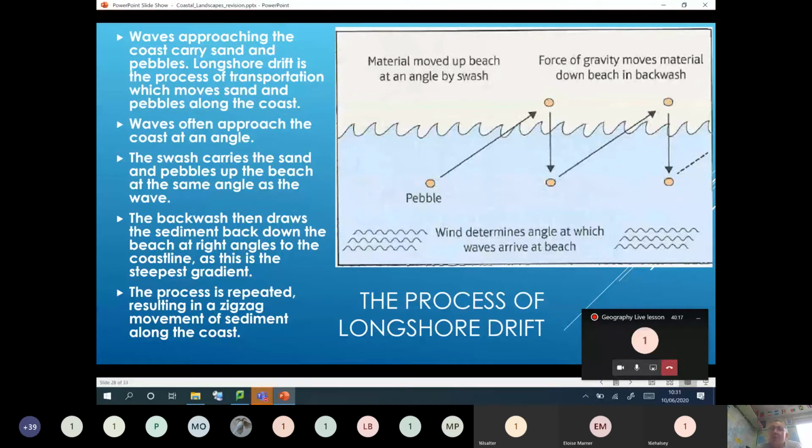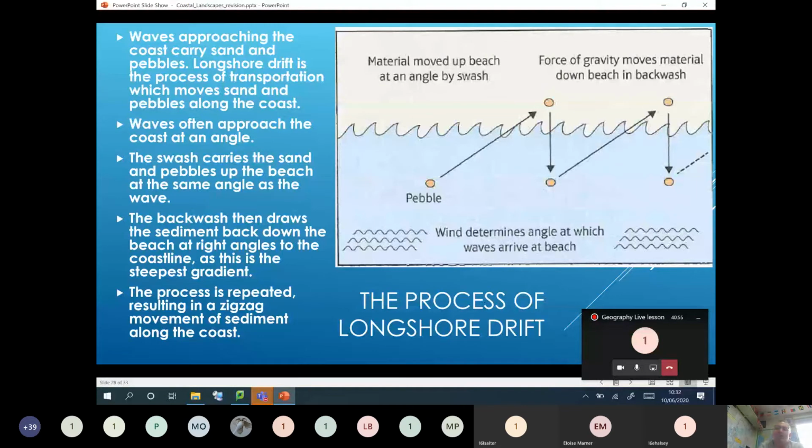So ideally you would number the labels on your diagram, or you could number your list of what's happening. So we need to be putting in that space about what longshore drift is. We can see on that diagram the waves coming up the beach at an angle, and that angle is determined by the direction of the wind. Here we've got our waves coming up at the angle, and we then have the swash carrying our pebble up the beach at the angle the wave is coming up the beach.